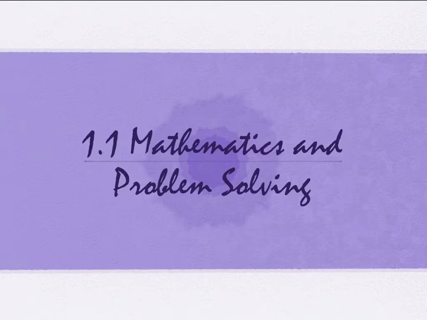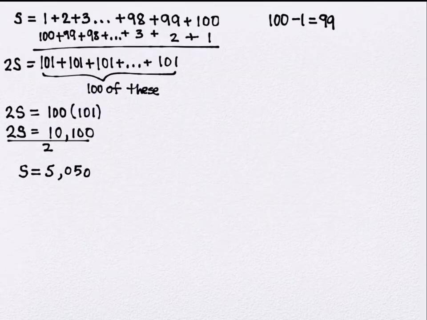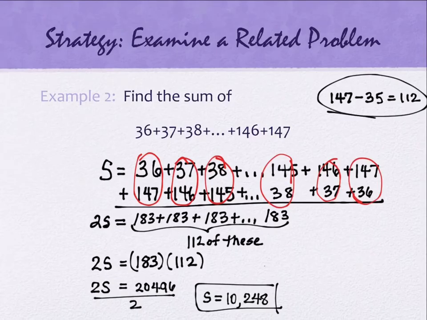It was a pattern approach, looking at how numbers were added together. It was these problems right here. That was Gauss's actual problem, and this was the similar related problem. So we're going to look at several other problem solving strategies today as well. All right, so here is our next example.